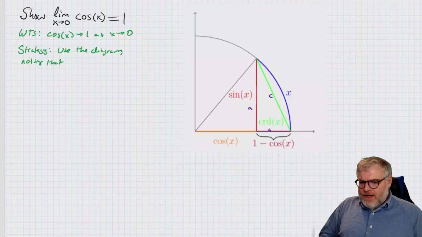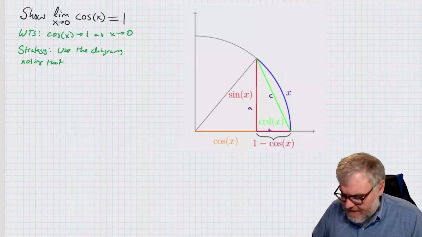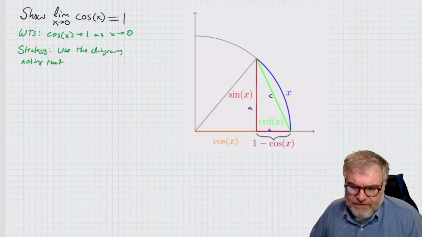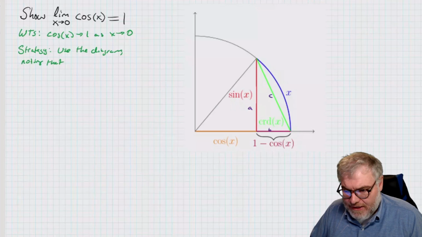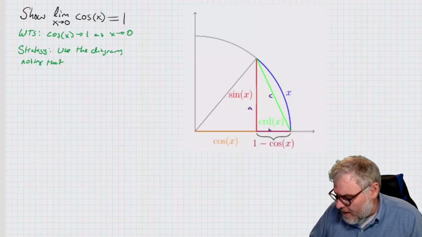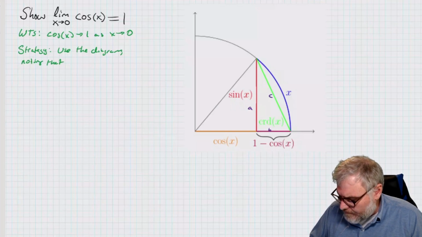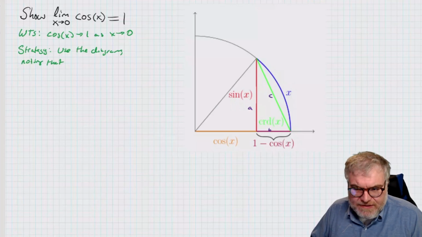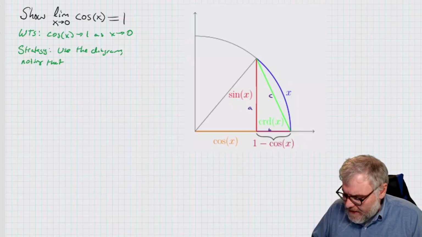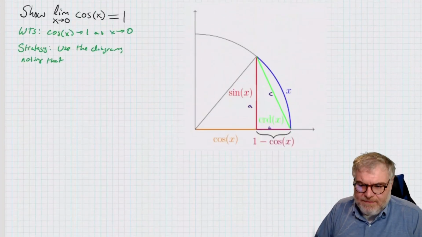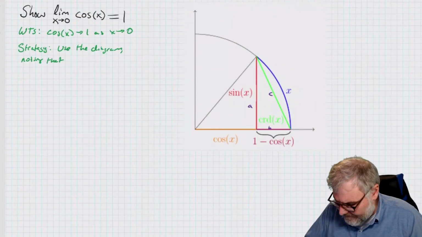What's important there is not that we have a right triangle, or an area, or even the Pythagorean theorem. What's important is that because of the Pythagorean theorem, a squared plus b squared equals c squared, so b squared must be less than c squared. Because we're dealing in the positive case, b must be less than c.